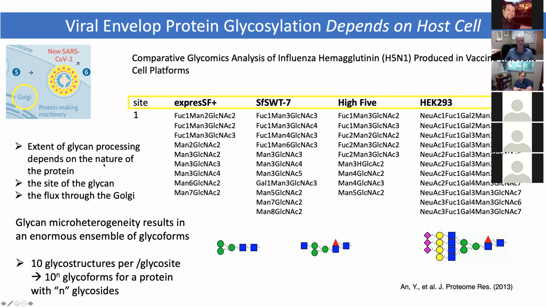So one of the challenges we face is when somebody says, well, give me a model of the glycoprotein. My first question is, which glycoform do you want us to model? Because if we count and say maybe there are about 10 different glycans that can be on any given site, if we've got n sites, that's 10 to the n different glycoforms.